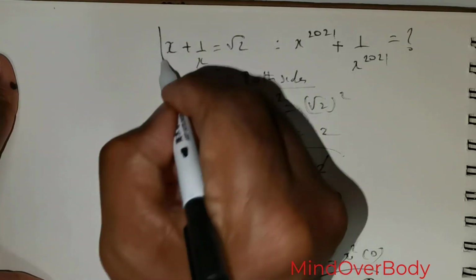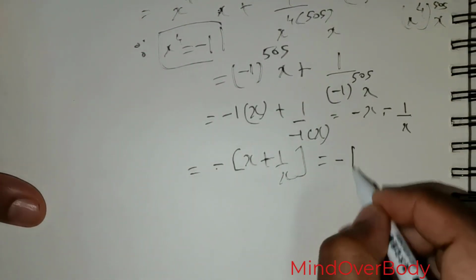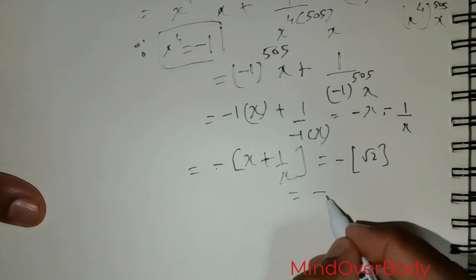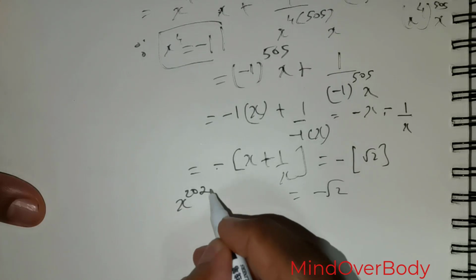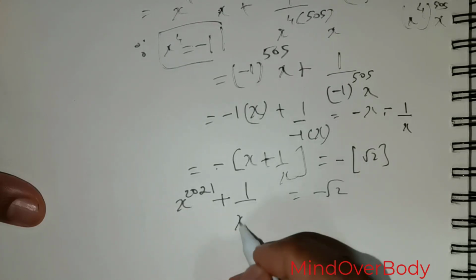But it is given that x + 1/x is equal to root 2. So substitute that. It's going to be negative of root 2, which is equal to negative root 2. So therefore we have computed x^2021 + 1/x^2021.